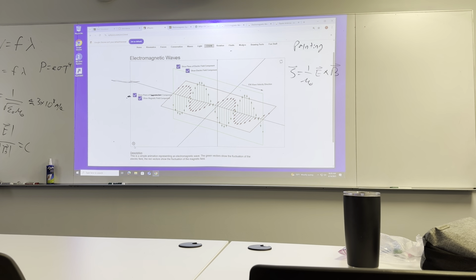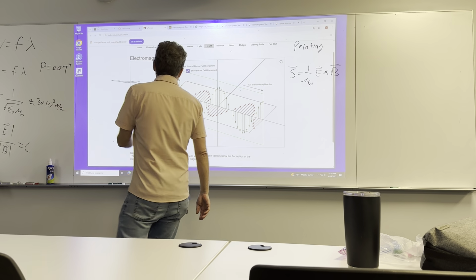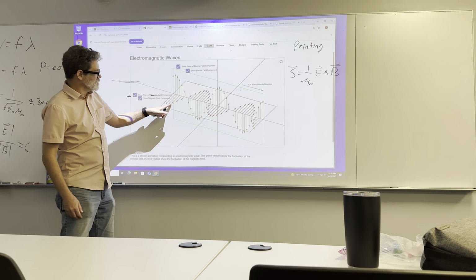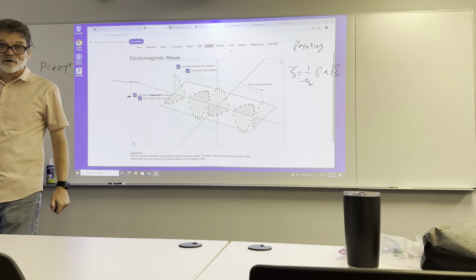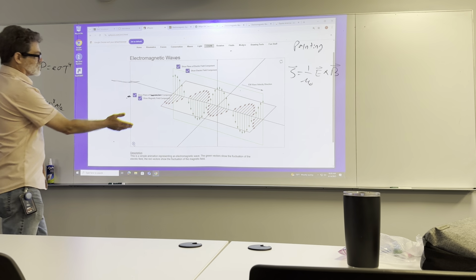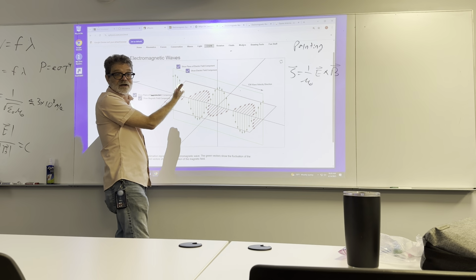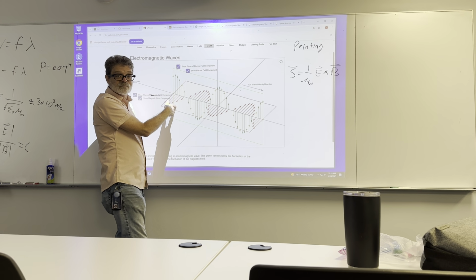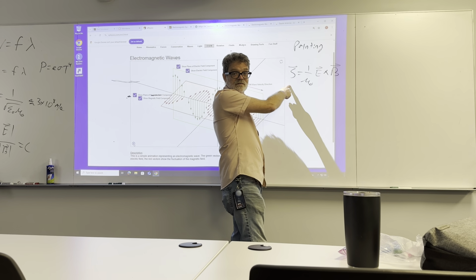If I pause this for a minute, there we go. Let's say this is E, the green one, and this is the magnetic field B. How do we do a cross product? You may remember: curl the first into the second. Which way is that? That's the direction of propagation, E cross B. So S is pointing in the direction of propagation.